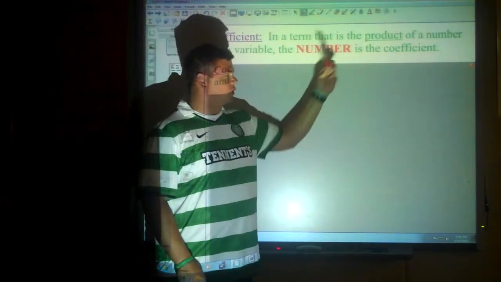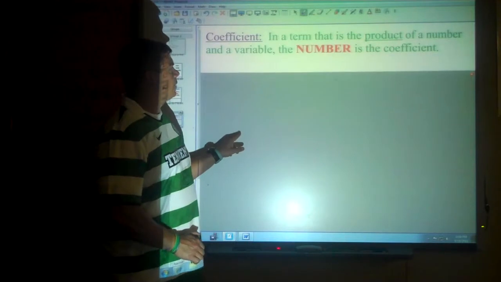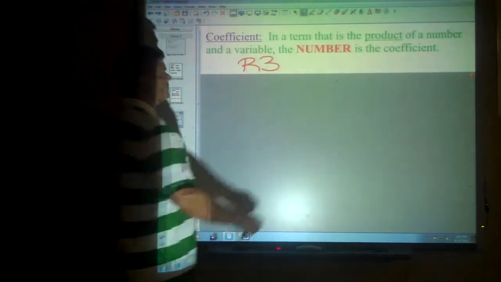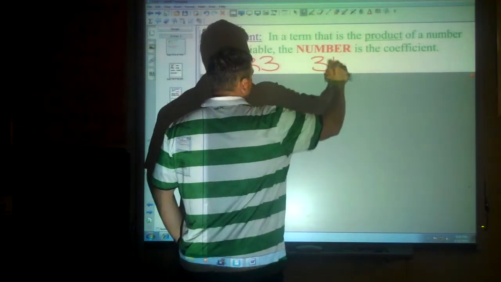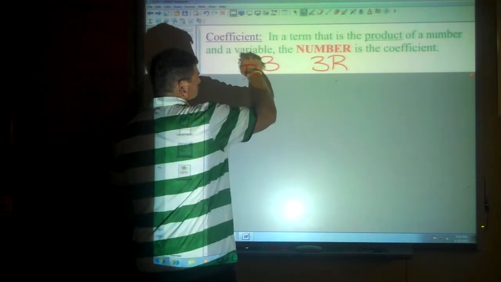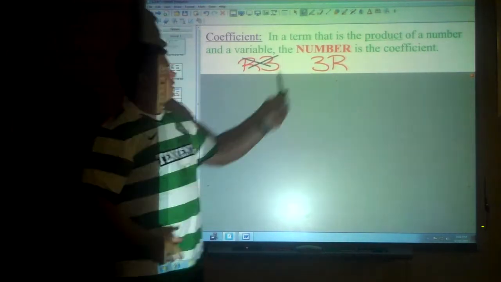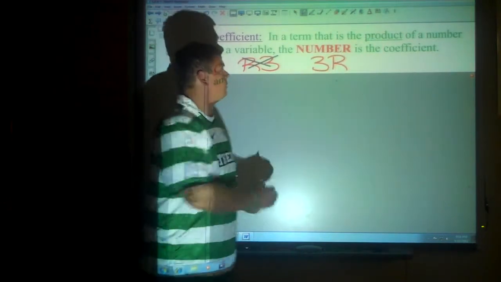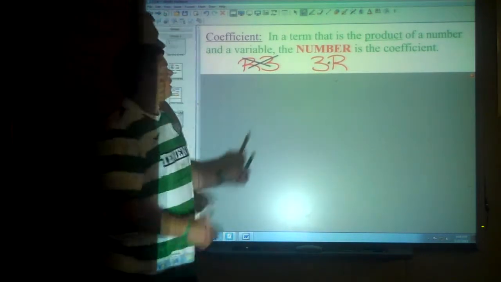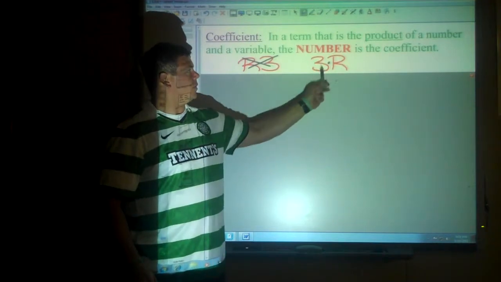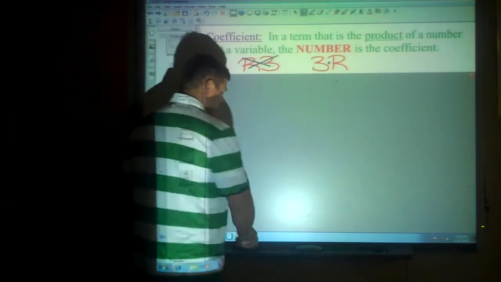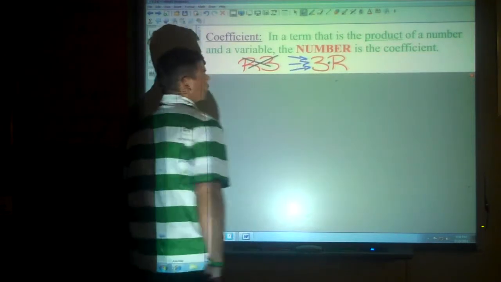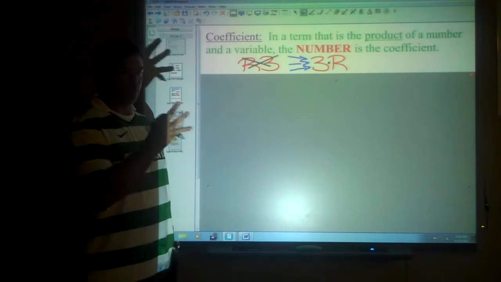The number is the coefficient. We don't write numbers like R3. That's not how we want it. We want it to be 3R. So this is not the form we want. We want 3R. And if you're looking at the coefficient in a term that's a product, remember product means multiplication, then the number in front of the variable would be considered our coefficient. So our coefficient in this problem is right here. That's the coefficient. The coefficient would be 3.